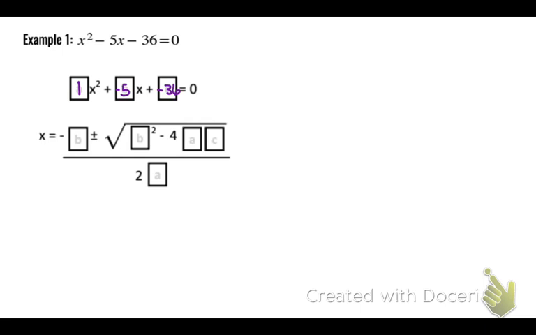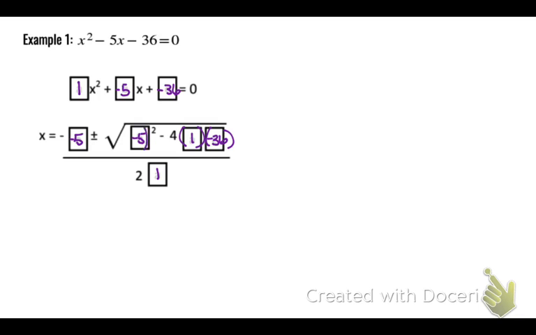And then we start to plug this in. So we would say our b value is negative 5. So everywhere we have a b, we will plug in a negative 5. Every place we see an a, we're going to plug in a 1. And then every place c is a negative 36. And remember that these are all multiplications here.